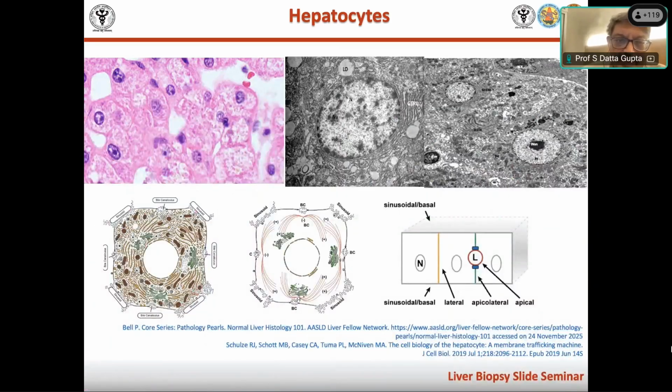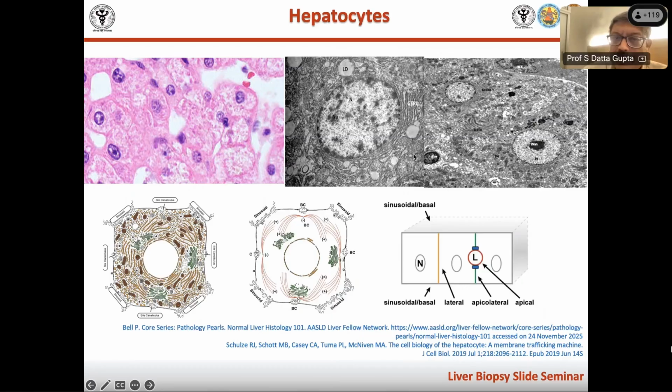Now we come to the hepatocytes. The hepatocytes are polygonal. They have a lateral surface, apicolateral and apical, and a sinusoidal or basal surface. So one surface faces the sinusoid. The other surface also almost faces the sinusoid, but in between two hepatocytes you have a canaliculus because they have cup-like depressions. We'll come to that. So the canaliculus is formed by adjacent hepatocytes in between here. See, you don't see them normally.